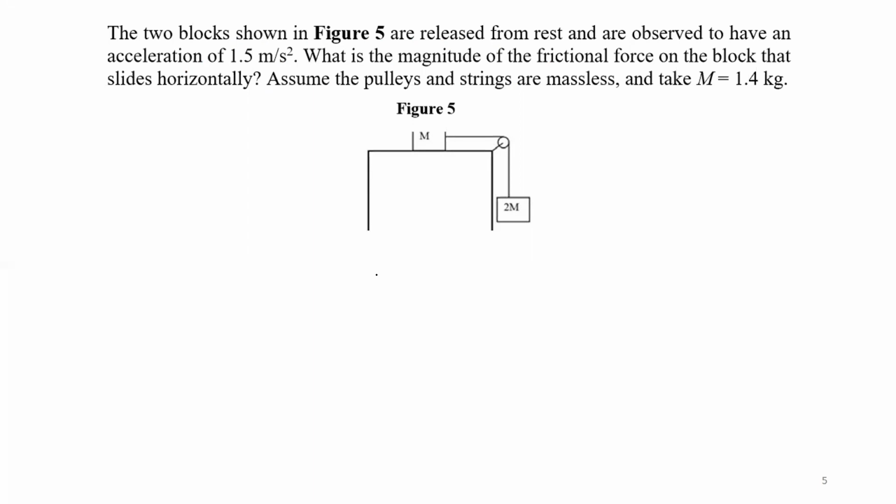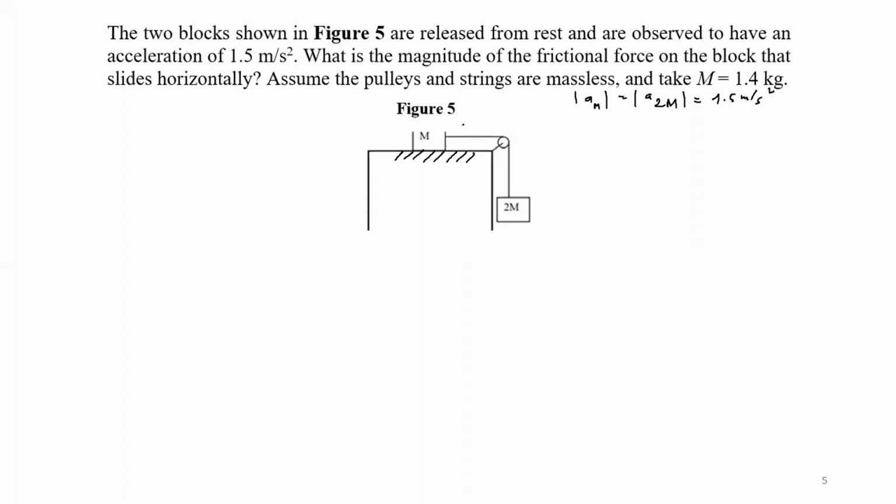Okay, so let's look at this problem here, which is interesting as well. I have two blocks. They are released from rest and are observed to have an acceleration of 1.5 meters per second squared. What is the magnitude of the frictional force on the block that slides horizontally? Basically, this table is not frictionless, so it has friction. All I need to do is, I know that the magnitude of the acceleration for the M object is equal to the magnitude of the acceleration of the object that has a mass of 2m, and it's equal to 1.5 meters per second squared.